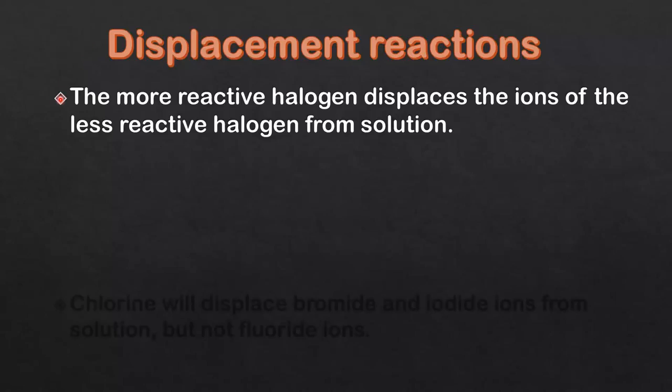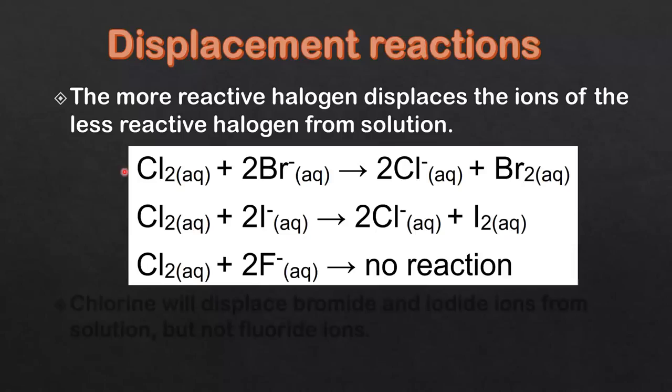So the more reactive halogen displaces the ions of the less reactive halogen from solution. In the first reaction, chlorine is displacing the bromide ions from solution, and the chloride ions are going into solution. In the second reaction, chlorine is displacing the iodide ions from solution, and chlorine is going into solution. The first two reactions occur because chlorine is more reactive than bromine and iodine, so chlorine is able to displace the ions of the less reactive halogen from solution.